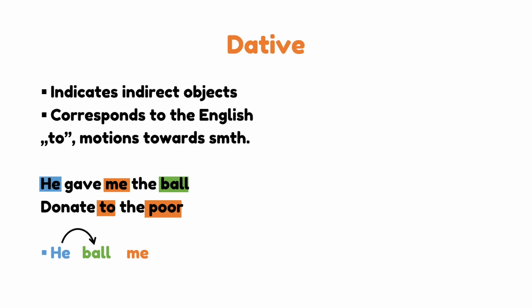You can see that he is performing a direct action on the word ball, and then he's also performing an indirect action to me. So that's basically the meaning of indirect objects. I highly recommend just looking it up for yourself, because it's gonna be a bit hard to explain.